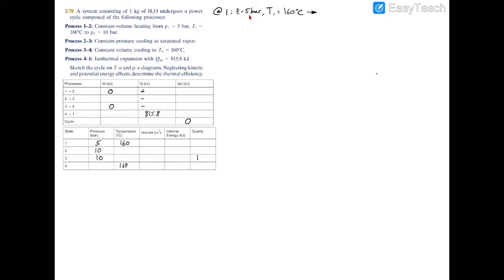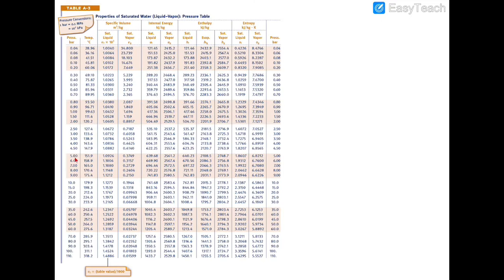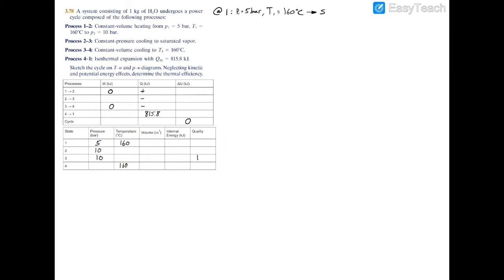So what we have at 1 is 5 bar at 160 degrees Celsius, so let's check out where we are on the properties table. If we go to 5 bar on the property table, table A3 for water, we have a saturation temperature of 151.9 degrees Celsius. We're working with 160 degrees Celsius, so that means that we're in the superheated region. I'm going to fill it in the table over here so we can keep track of everything.